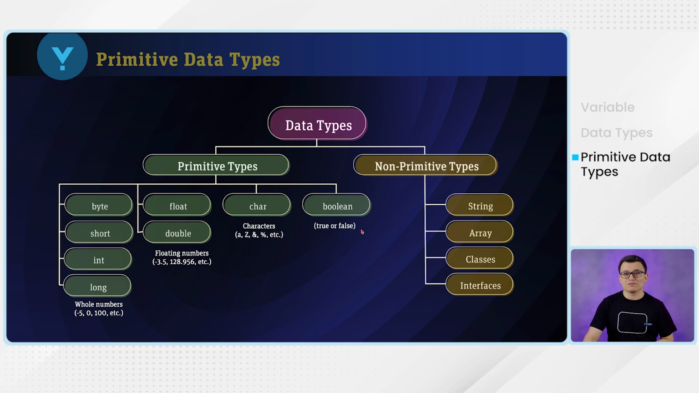Besides those 8 primitive data types, we also have non-primitive data types in Java. Okay.